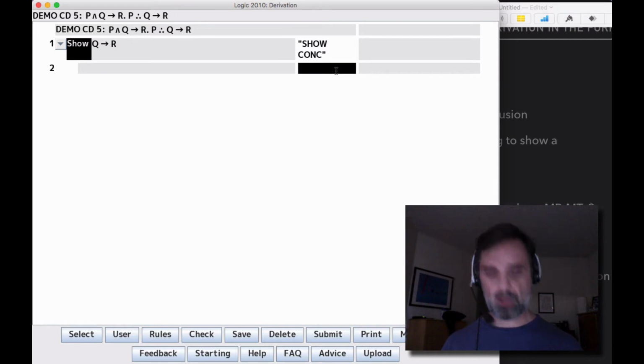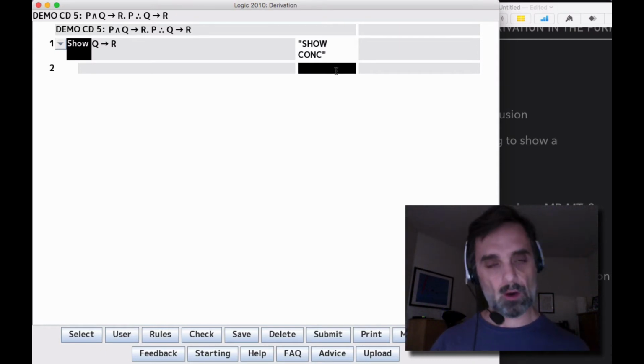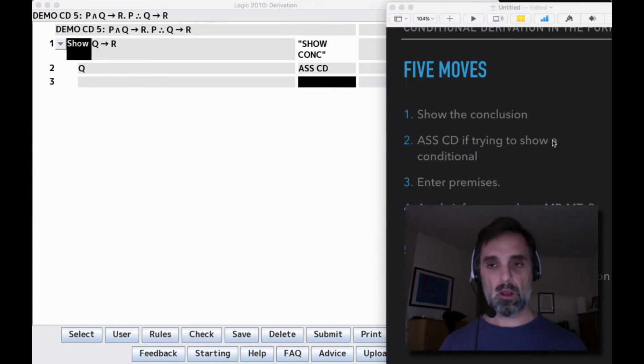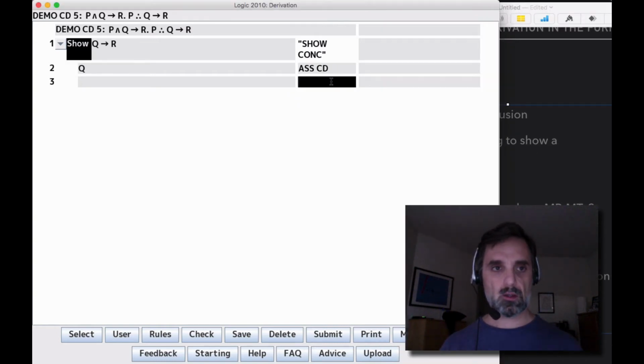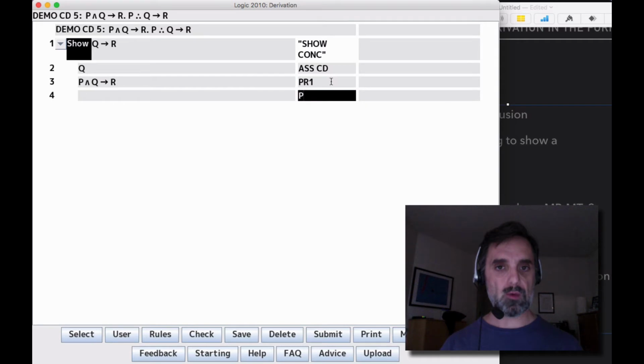Are we trying to show a conditional? Yes, we are. We're trying to show if Q then R. So we can assume the antecedent with assume CD. Good. Third step, bring in the premises. Hooray, let's do that. Premise 1, premise 2.